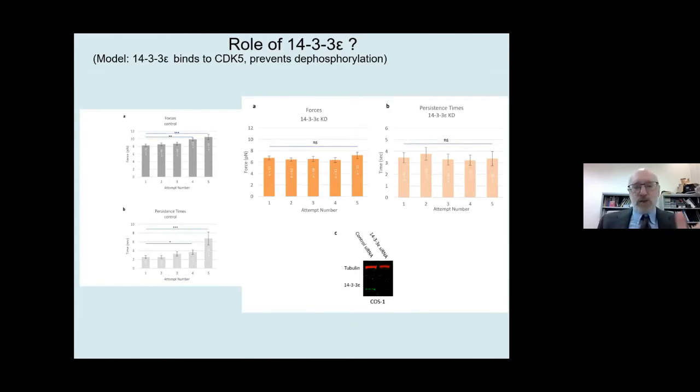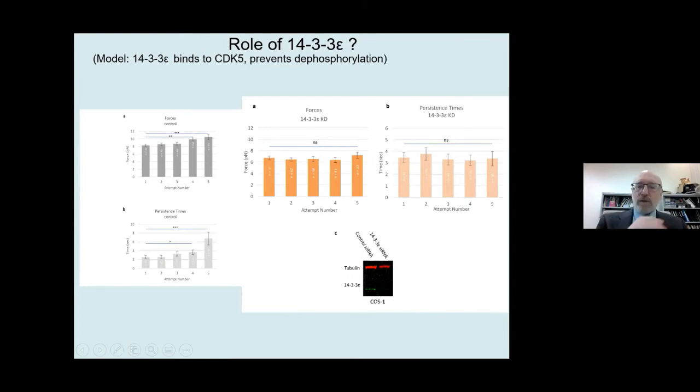The other thing that is relevant here is there was this role for the 14-3-3 epsilon protein. 14-3-3 epsilon comes in and binds to the phosphorylated NudE and prevents a phosphatase from coming in and removing the phosphorylation. So it allows the buildup of the phosphorylation. And so in the knockdown of 14-3-3 epsilon, you don't really get this buildup of phosphorylation of the NudE, and so you don't get the adaptation, so things remain about constant.